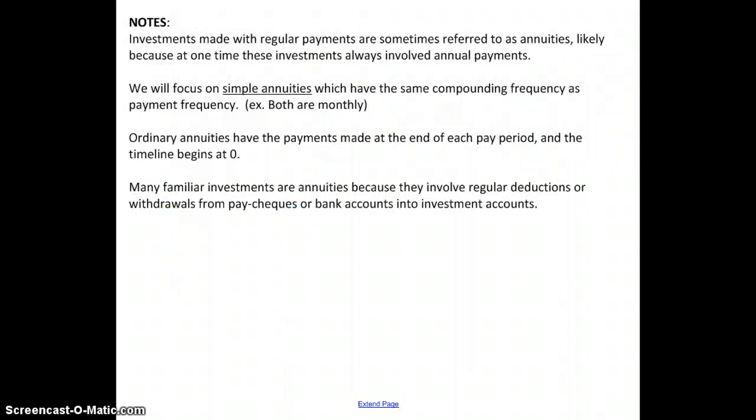So notes: investments made with regular payments are sometimes referred to as annuities, likely because at one time these investments always involved annual payments. We'll focus on simple annuities, which have the same compounding frequency as payment frequency, i.e. both compounding and payment frequency are monthly. Ordinary annuities have the payments made at the end of each pay period, and the timeline begins at 0. Many familiar investments are annuities because they involve regular deductions or withdrawals from paychecks or bank accounts into investment accounts.